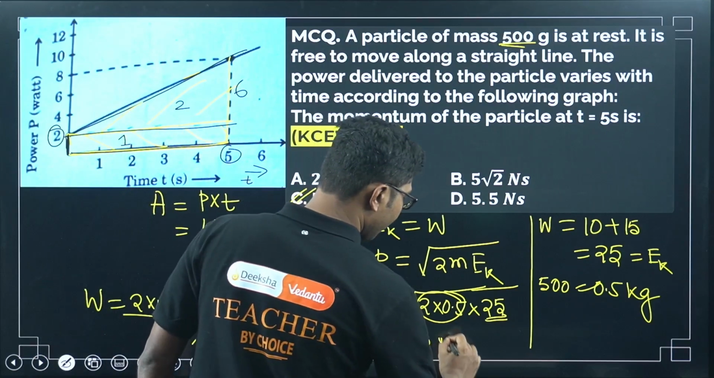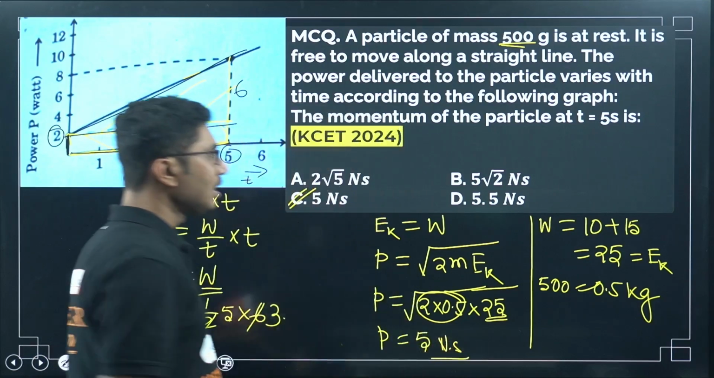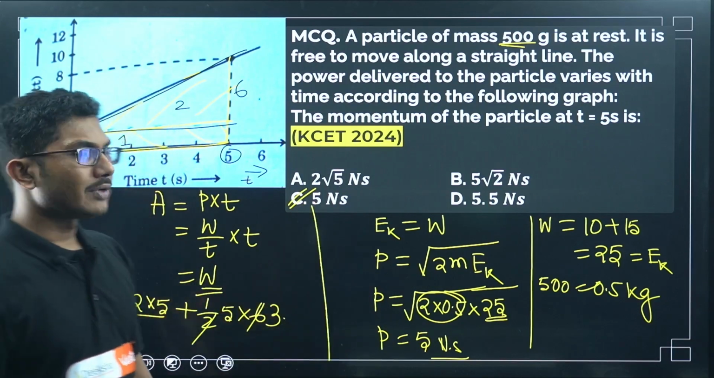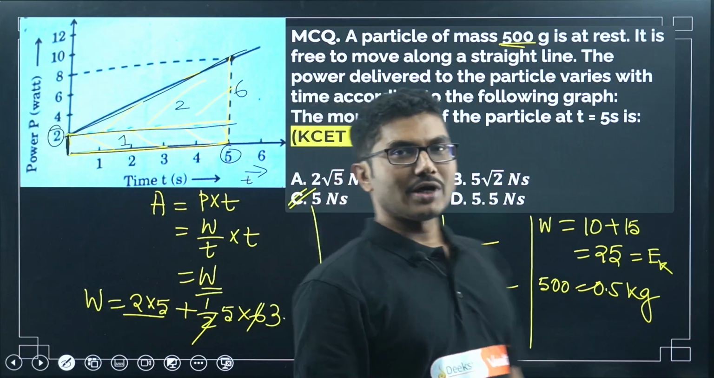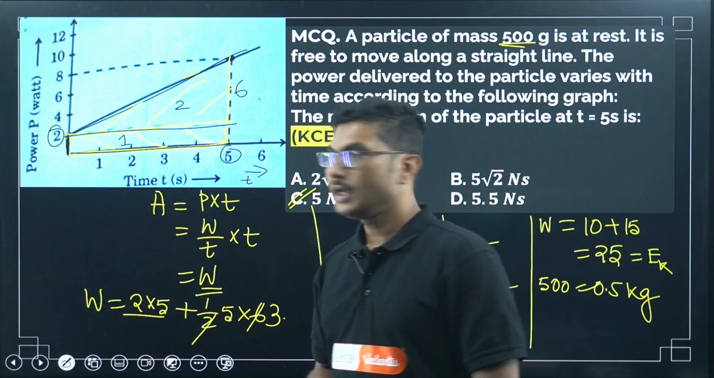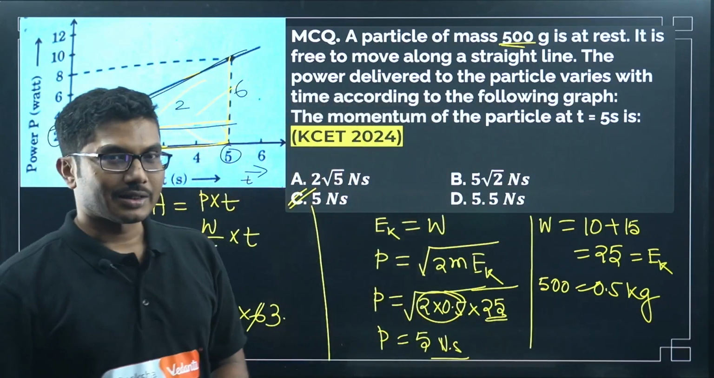Okay, 5 Newton second. So if you do this step by step process, then you will never be wrong. But you have to understand this problem. This is not a so simple problem. First you have to calculate the area under the graph.